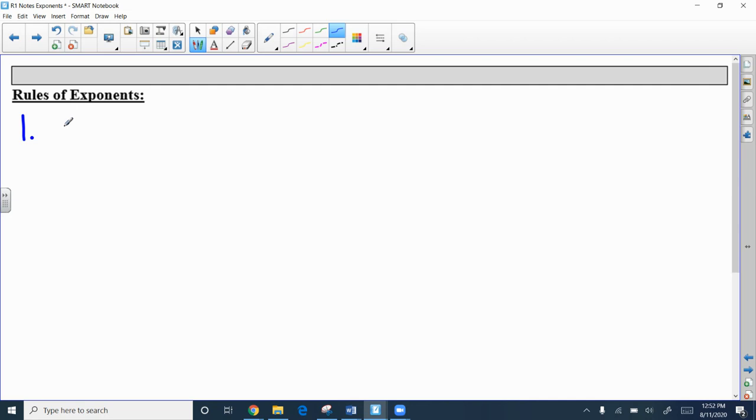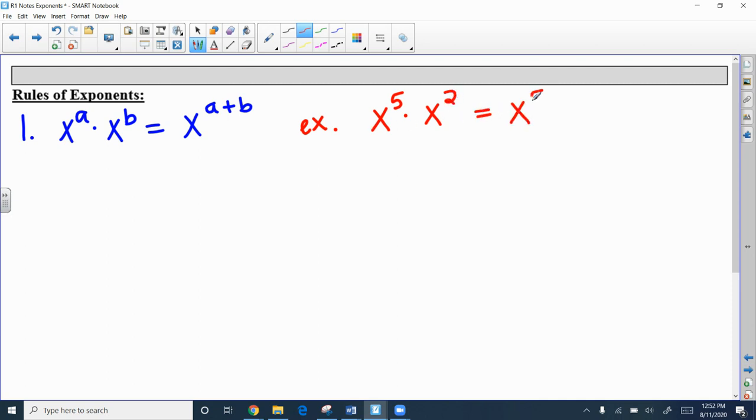Okay, so rule number 1. The product rule for exponents is if we have something like x to the a times x to the b power. So notice they have both the same base of x. The rule for this is we keep the base and we can add the exponents. So x to the a plus b. So an example of this would be like if we had x to the 5th times x to the 2nd. We would keep the base and add the exponents. So x to the 5 plus 2 power, which would give us x to the 7th. So that's what the product rule for exponents looks like. Keep the base and add the exponents.